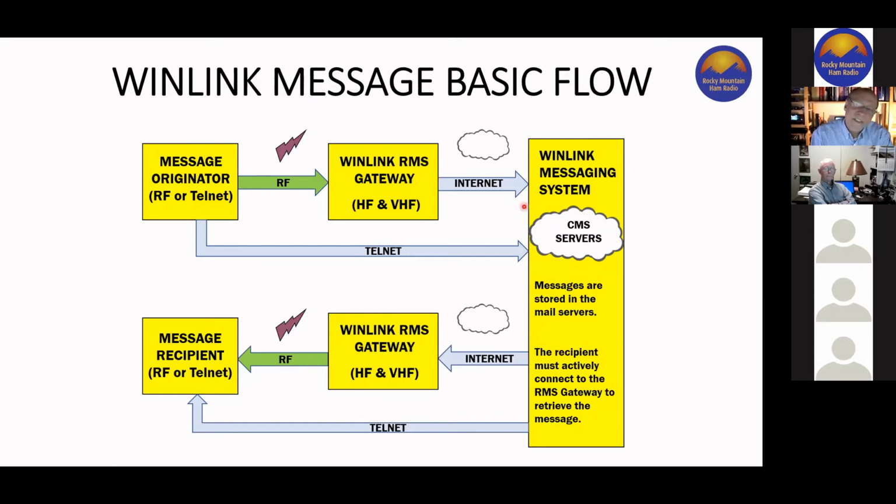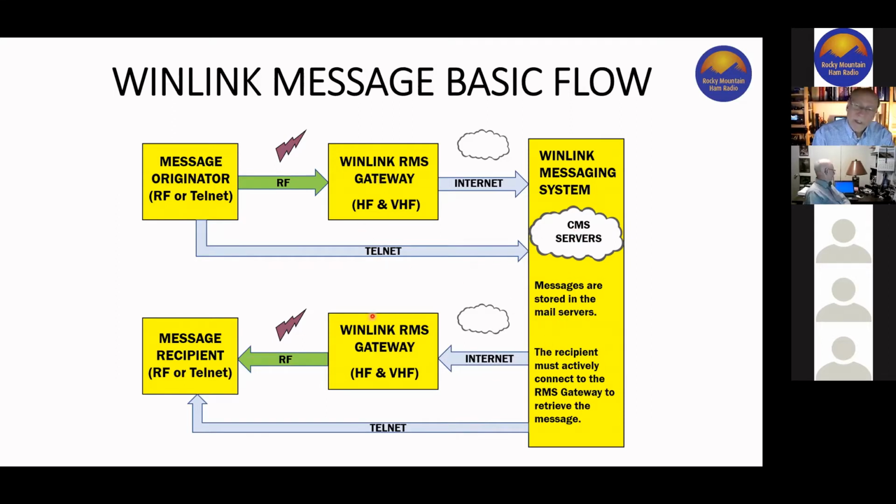So the originator has to get out to these CMS servers, and it can do it in a couple of ways. It can do it through RF, going through a Winlink RMS gateway, either HF or VHF, and then that gateway is connected via the internet to the CMS server. Or, as we all often do when we're just sitting at home on our computers with internet access, we'll just access it through Telnet ourselves, and we won't go through an RMS gateway.